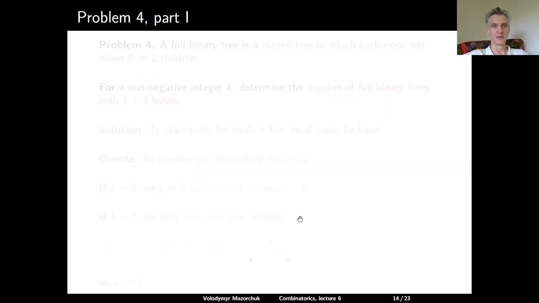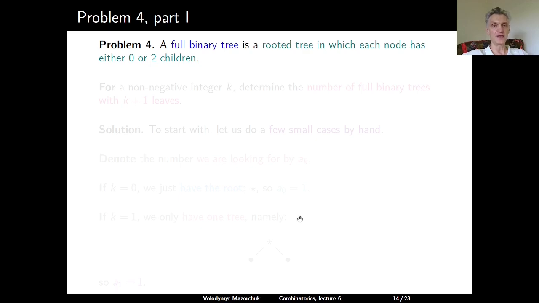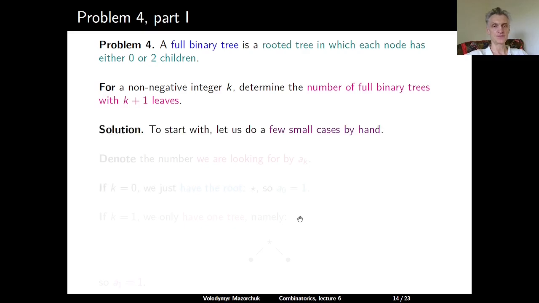Problem 4. A full binary tree is a rooted tree in which each node has either 0 or 2 children. For a non-negative integer k, determine the number of full binary trees with k plus 1 leaves. Solution. To start with, let us do a few small cases by hand.